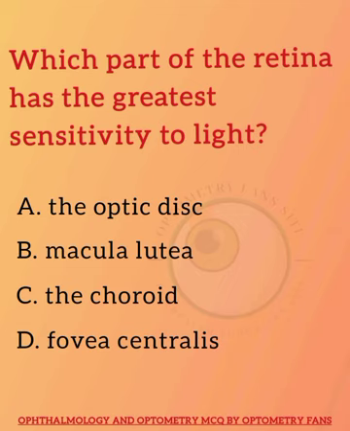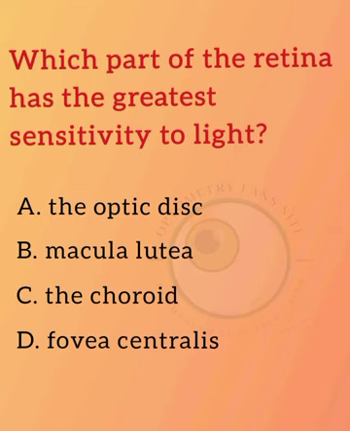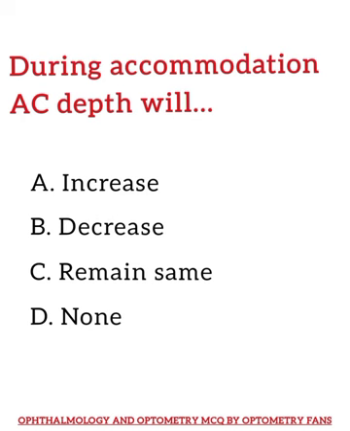Which part of the retina has the greatest sensitivity to light? Option A, the optic disc. Option B, macula lutea. Option C, the choroid. And option D, fovea centralis. The correct answer is option D, fovea centralis.